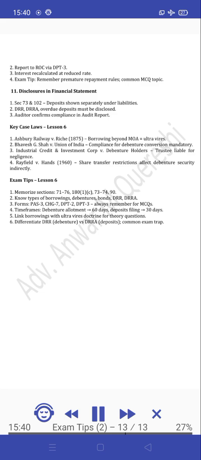11. Disclosures in financial statement. 1. Sec 73 and 102. Deposits shown separately under liabilities. 2. DRR, DRRA, overdue deposits must be disclosed. 3. Auditor confirms compliance in audit report.